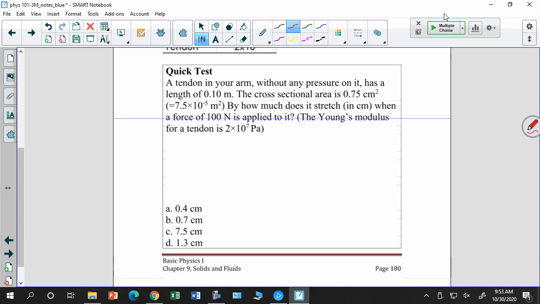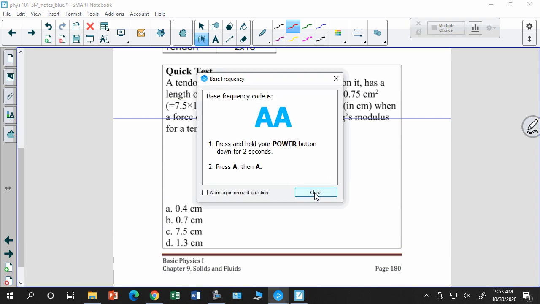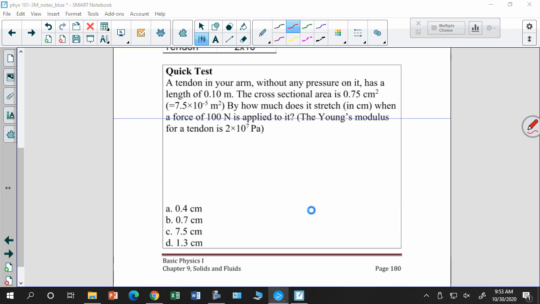Let's try this quick test. I have a tendon in my arm without any pressure on it. It has a length. There's the cross-sectional area, which I gave you conveniently in square meters, which you needed in square meters. And I want to know how much does it stretch when I have a force of 100 newtons applied to it. Just like the rubber band, except now this is a tendon. If I apply that force to it, how much does it stretch? And then I give you the Young's modulus for that.